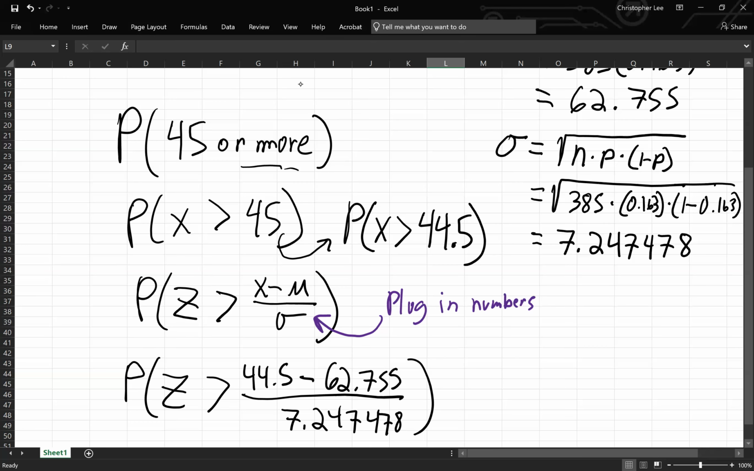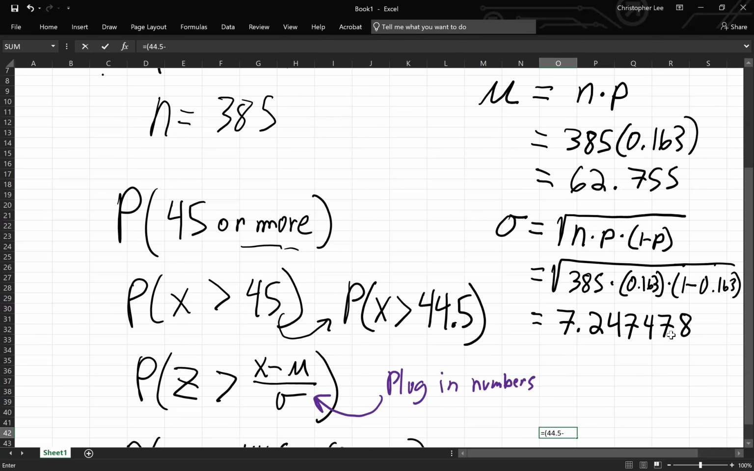I just copy from the formula sheet. I'm not making it up, you know? And then the next step after that is a little calculator. Nothing crazy. All right. So let me do this real quick. So I got open parentheses 44.5 minus the mean. Give me 1 second.